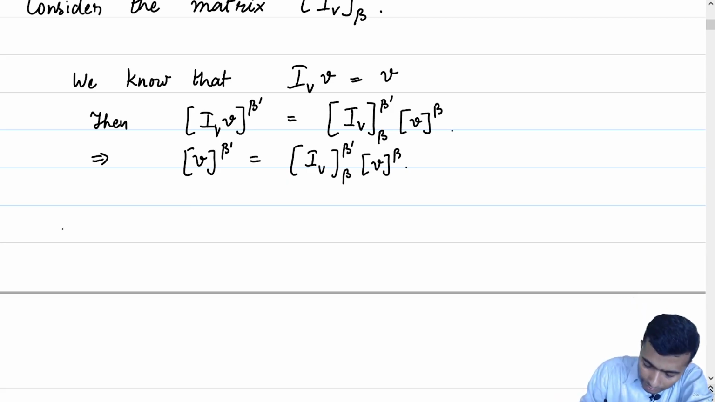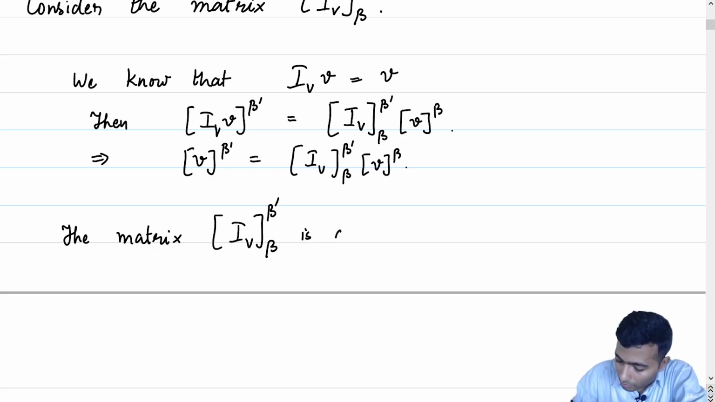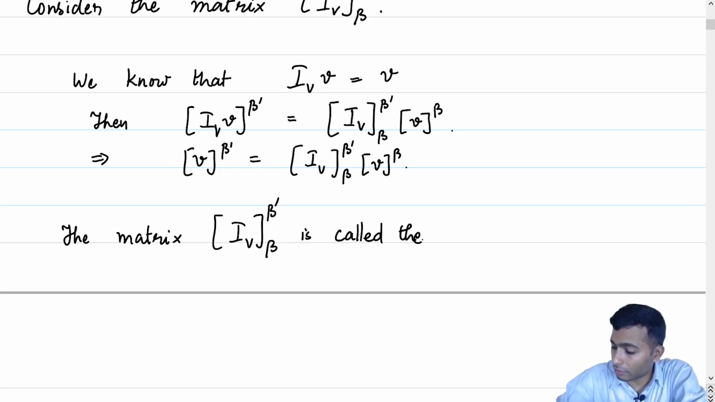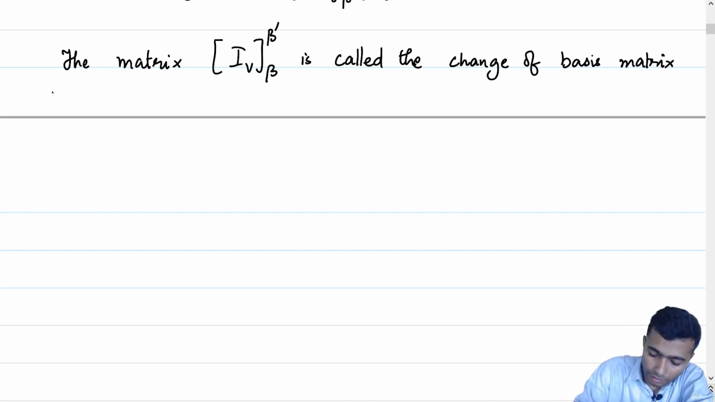This matrix, the matrix IV beta prime, is called the change of basis matrix. The change of basis matrix from beta to beta prime.